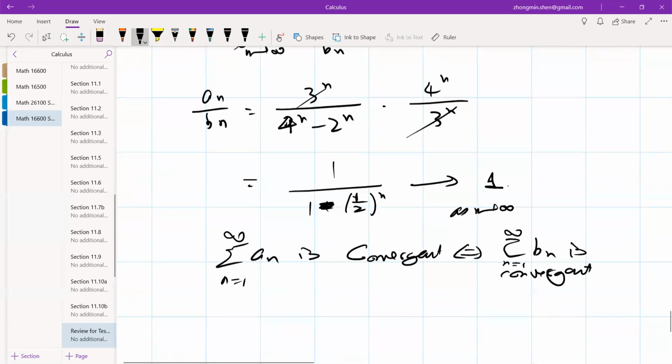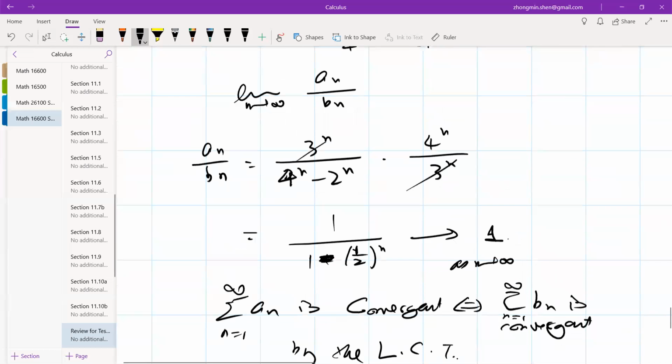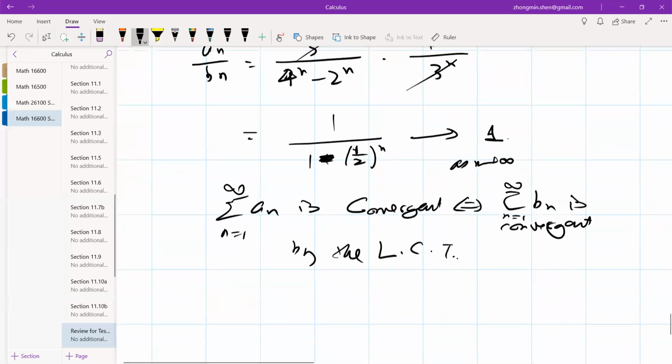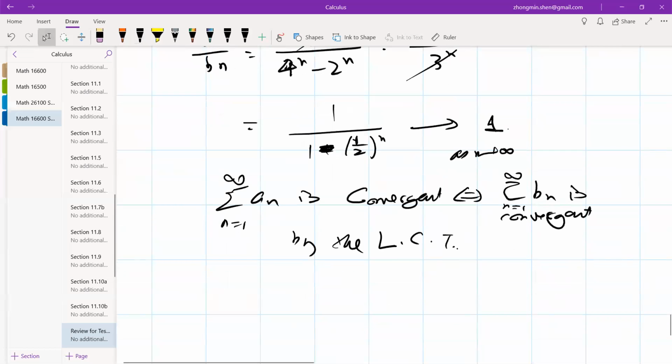Okay, so those two are convergence-equivalent by the limit comparison. But sigma b_n is convergent. We already know that, by the geometric series. So the comparison and limit comparison are almost the same. But sometimes you have to use the limit comparison test to give a good, clear argument, because you cannot compare directly. All right, so that's good.